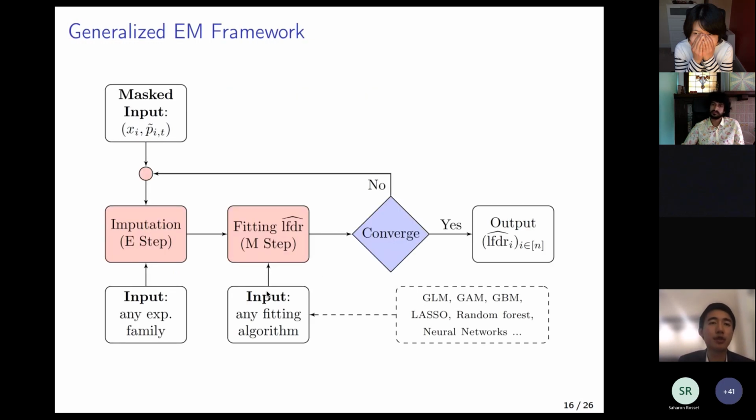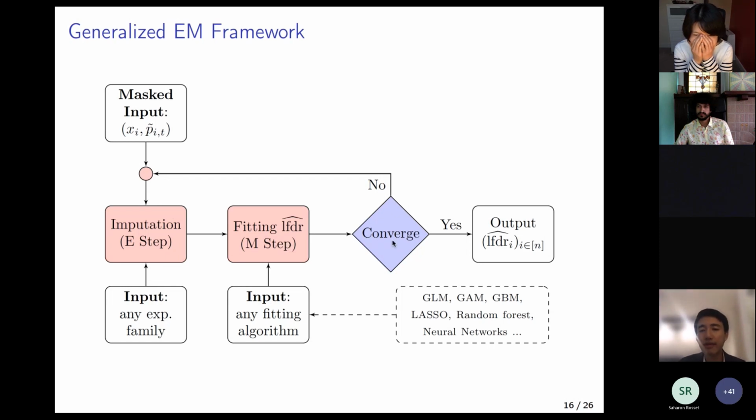So here is the pipeline for this EM framework. At every step, we input the covariate and partially masked p-values, and we first pass them through the E step to do the imputation. We impute Hi and pi. And then we fit the local FDR. And in this step, we can use any fitting algorithm. We don't necessarily use the classical EM. We can use, say, GLM, GAM, GBM, Lasso, random forest, neural networks. Anything is fine. And then we see whether it converges. And if it is not, we iterate on that until convergence.